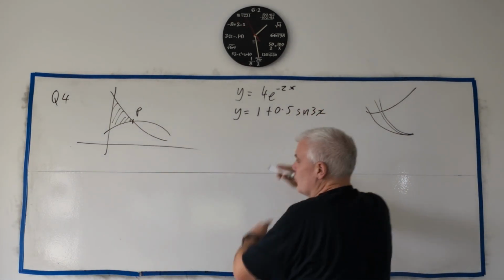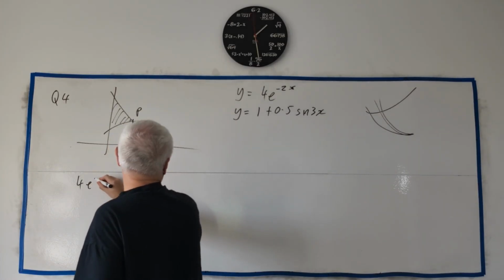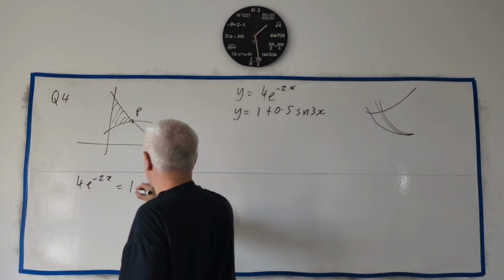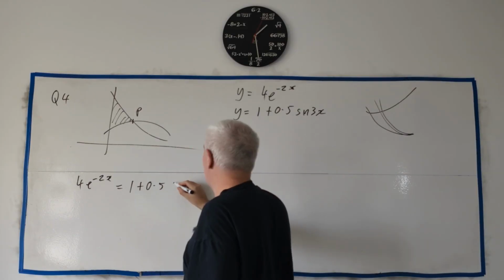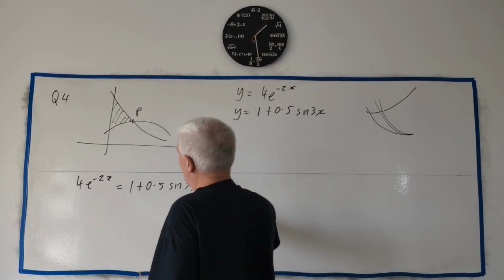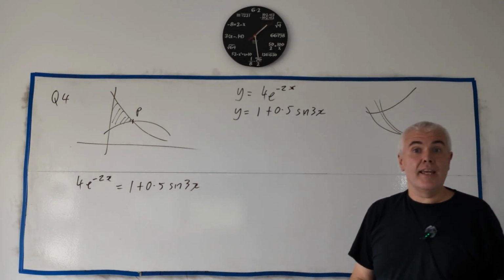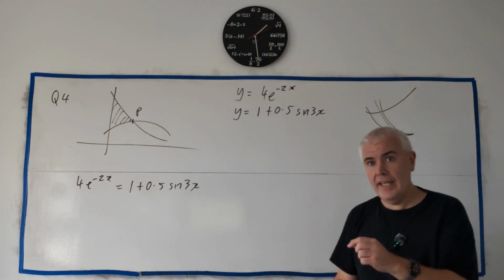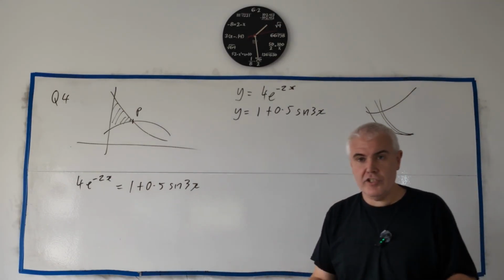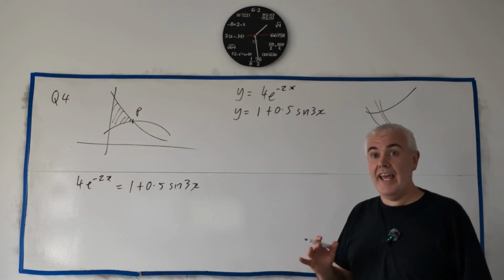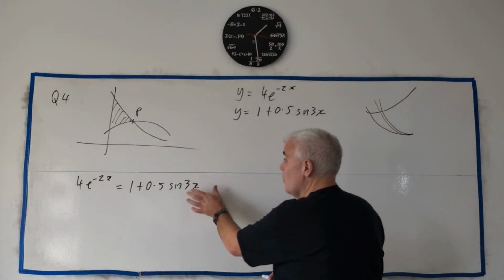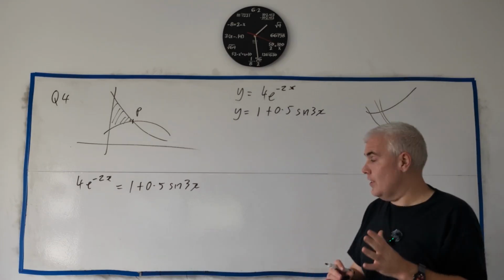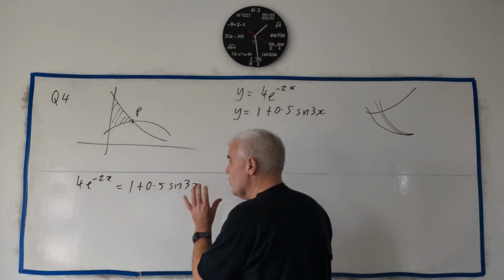Put these two equal to each other. We get 4e to the minus 2x is equal to 1 plus 0.5 sine 3x. They've given us the answer. Well, you can see it yourself probably, but it has two x's in it. This has two x's in it. They want you to rearrange and get x equals.